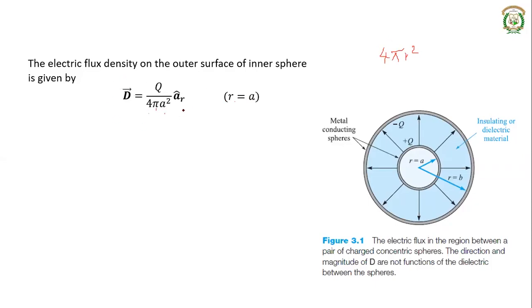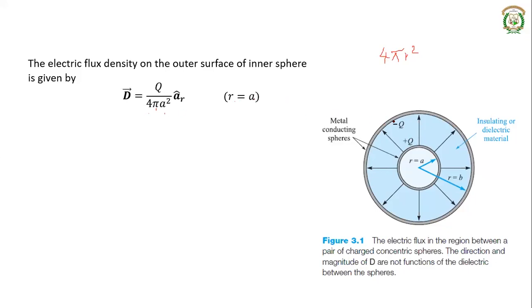Now, what is this? This is the electric flux density on the outer surface of the inner sphere. It is flux divided by area. Flux is equal to the charge, that is q, divided by the area of the surface of the sphere, that is 4 pi a square. And the direction is ar, that is the radial direction. If you consider spherical coordinates, it is moving out, right? It is moving out radially. That's why the direction is ar cap.